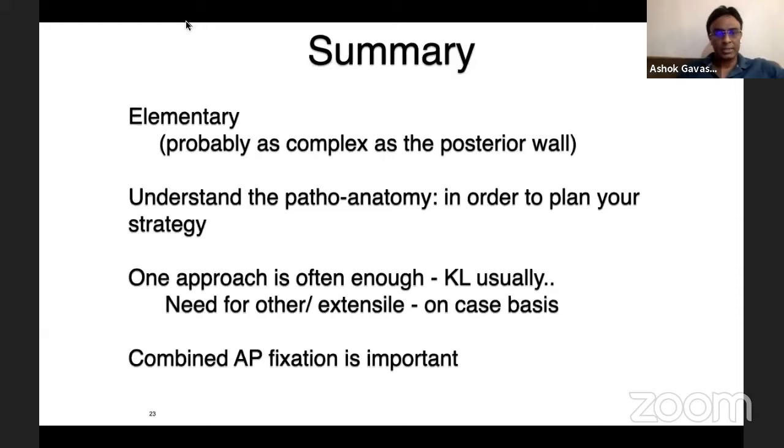Often one surgical approach is enough, usually, but you need to understand there might be a need for other or extension surgical approaches as well, which might be decided on a case to case basis. In terms of fixation, combined anteroposterior fixation through a single approach is sufficient.